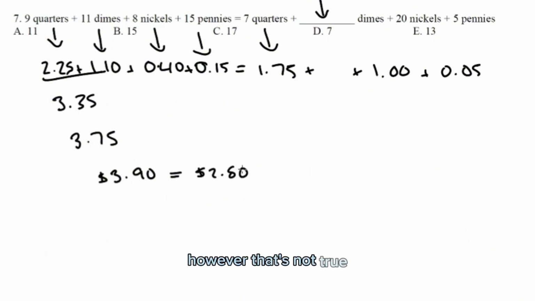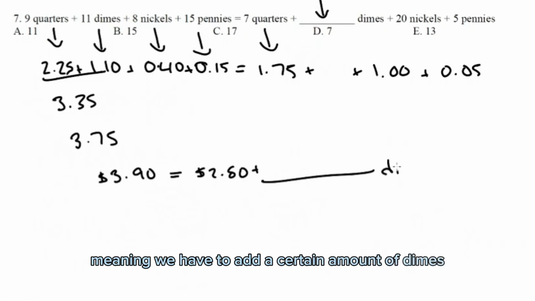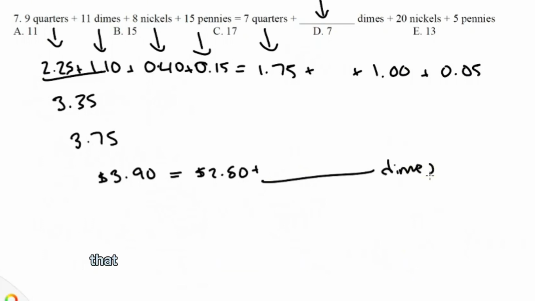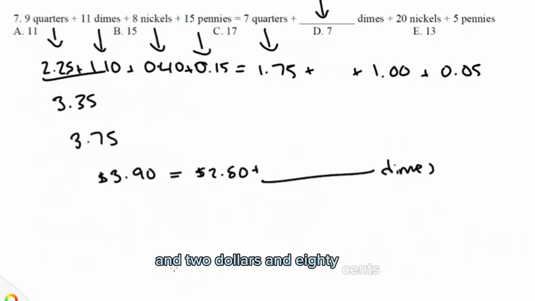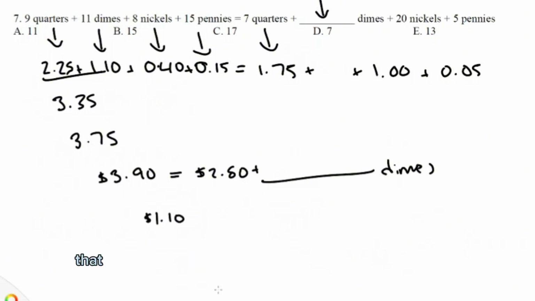However, that's not true, meaning we have to add a certain amount of dimes that is equal to the difference between $3.90 and $2.80. The difference between those two numbers is $1.10. That means how much dimes is $1.10. So that's just 11 dimes, and that's your answer.